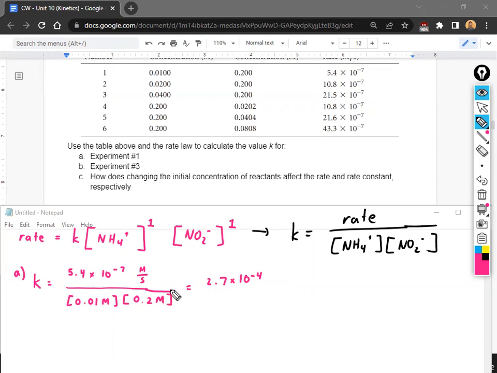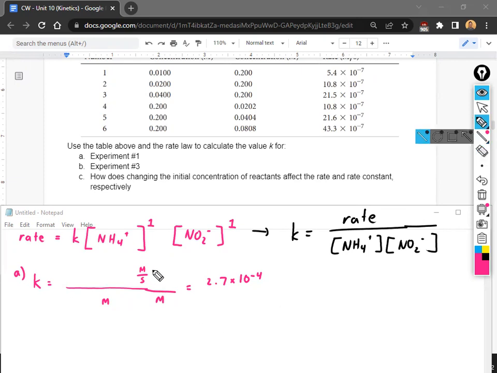Now we have to make sure we get the correct unit of measurement. For the unit of measurement, we have to cancel out the values that we have. So I'm going to erase the numbers just so that we can look at the units of measurement a little more easily, and that way we can figure out what this is.